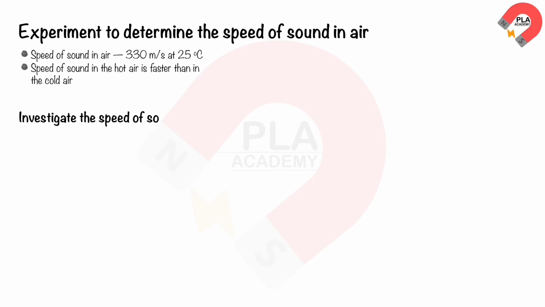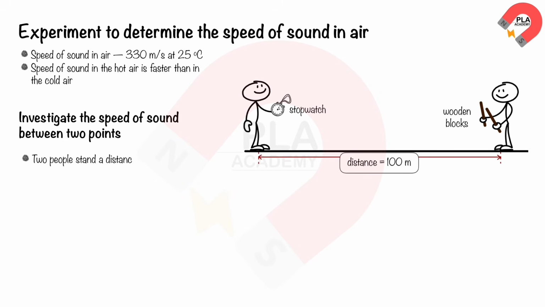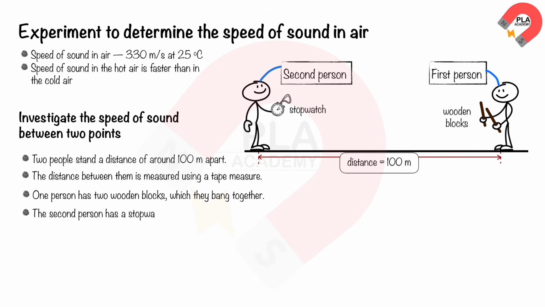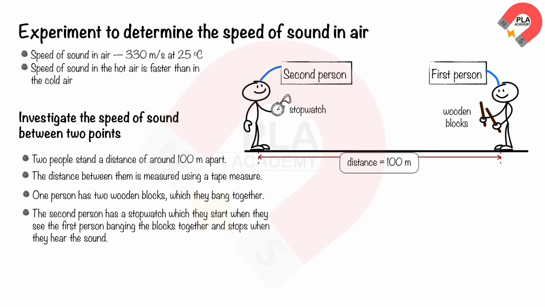Investigate the speed of sound between two points. Two people stand a distance of around 100 meters apart. The distance between them is measured using a tape measure. One person has two wooden blocks, which they bang together. The second person has a stopwatch, which they start when they see the first person banging the blocks together, and stop when they hear the sound.